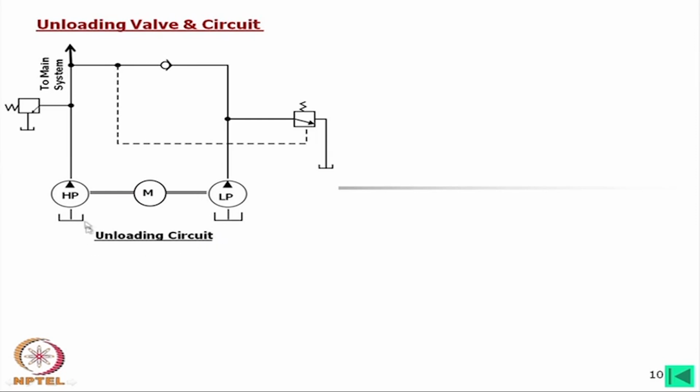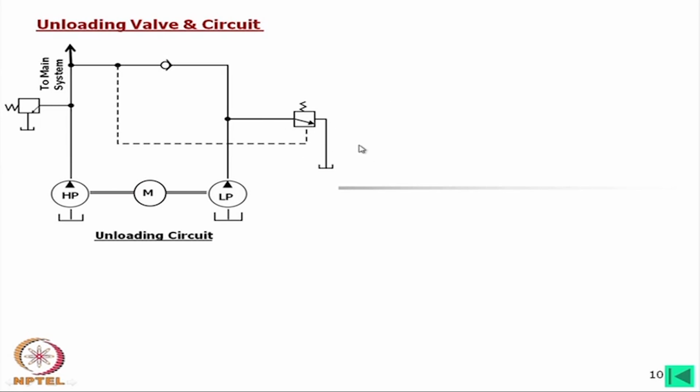The idea is that when the load is more, the full power, the maximum power, will be extracted from this motor to run the HP motor, and the load will move at slow speed. But this is connected to the low pressure pump also. This low pressure pump oil has to go somewhere. What would it do?